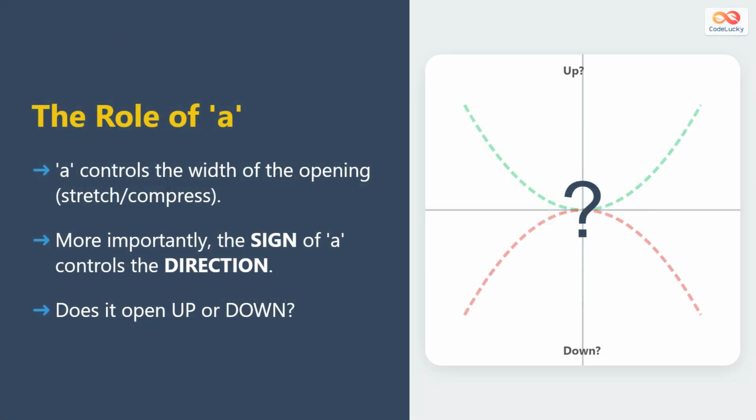So, what exactly does it do? While it can change how wide or narrow the graph is, its most important job is determining direction. The sign of A, whether it is positive or negative, tells us if the U-shape opens up towards the sky or down towards the ground.